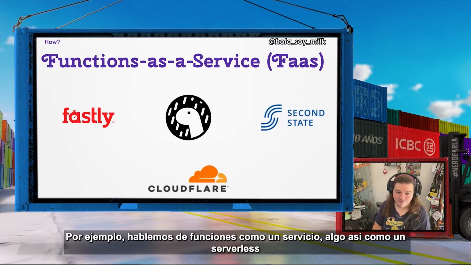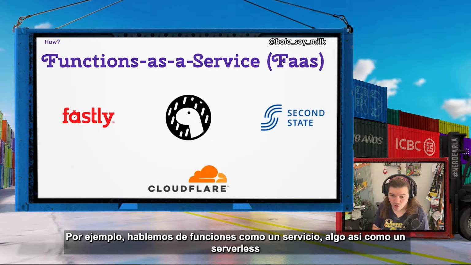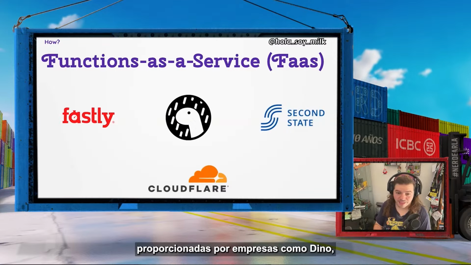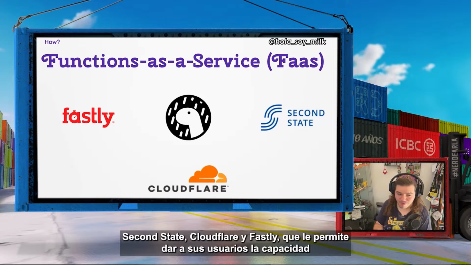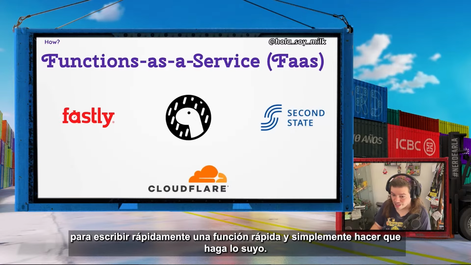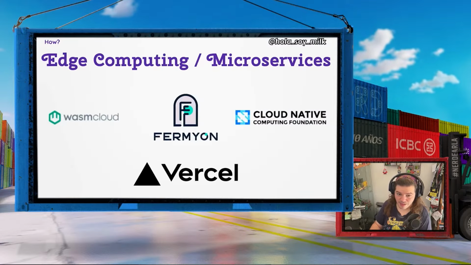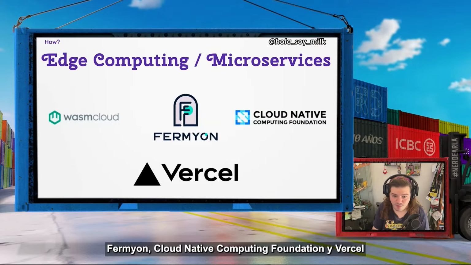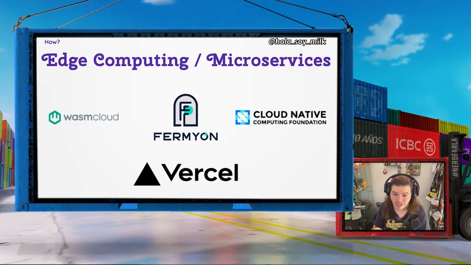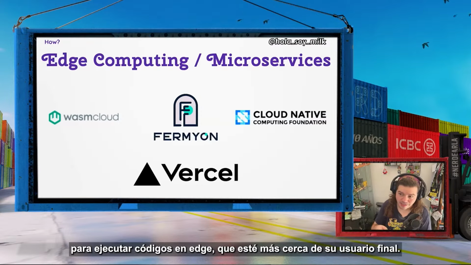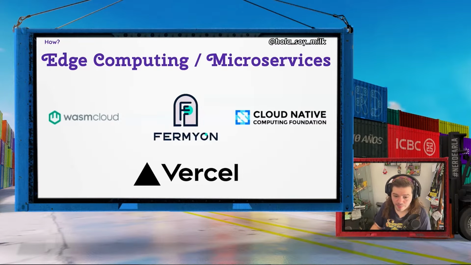For example, let's talk about functions as a service, kind of like a serverless thing, provided by companies like Deno, Second State, Cloudflare, and Fastly, allowing you to give your users the ability to quickly write a function and just have it do its thing. This also goes into edge computing or microservices. You've got folks like wasmCloud, Fermyon, Cloud Native Computing Foundation, and Vercel offering these services to their users to have these little edge computing abilities to run code on the edge that is closer to your end user.